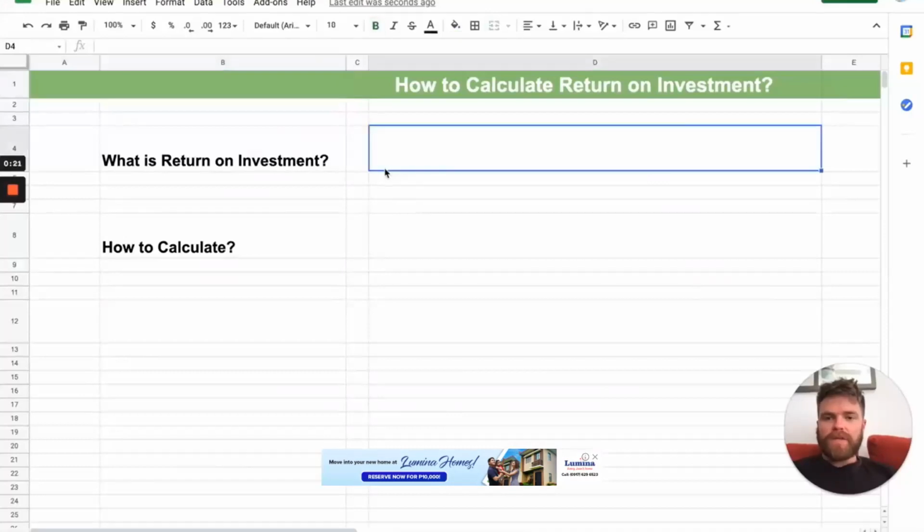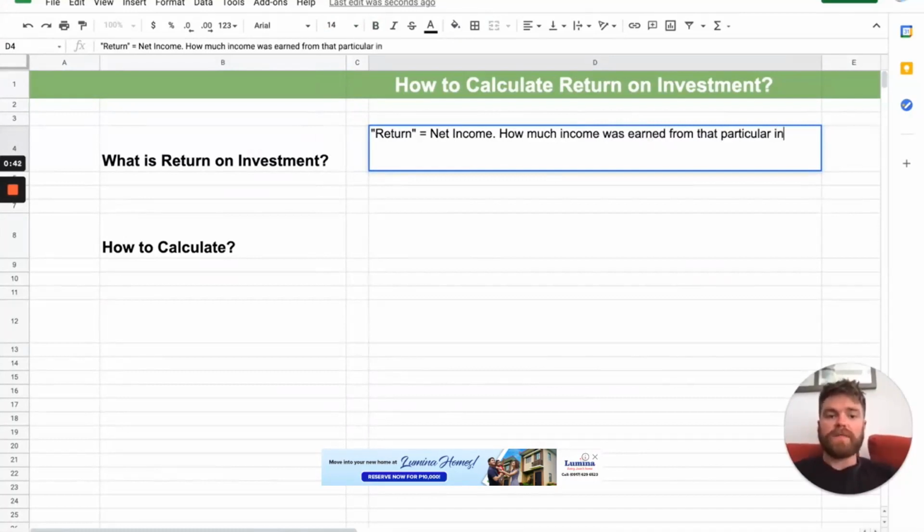So, first off here, what is return on investment? Well, anytime you see the word return, anytime at all, this actually means net income. So what they're really asking here is how much income was earned from that particular investment that you made.